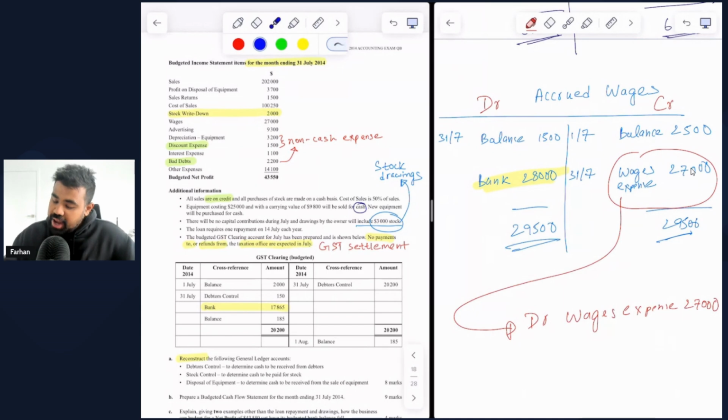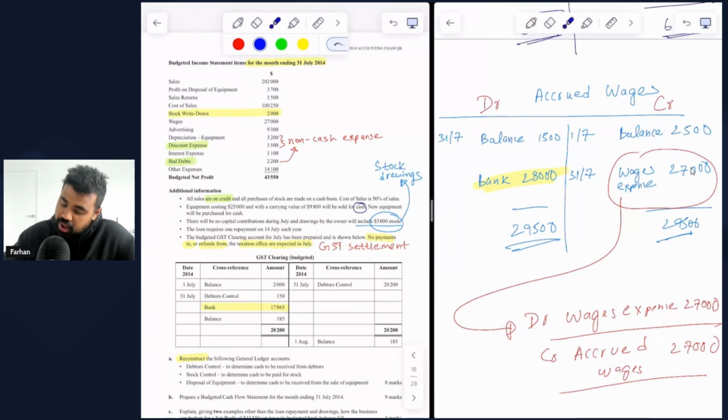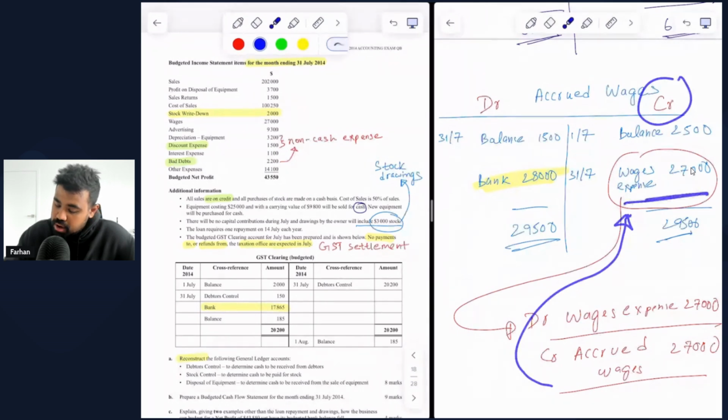So anytime the business incurs wages expense, it's going to be recorded if we were to prepare a journal entry like this. It would be counted as a current liability unless it is fully paid. All right, so debit wages expense 27,000, credit accrued wages of 27,000. That is why you're seeing that within the credit side of accrued wages, you're including wages expense of 27,000 for the period.